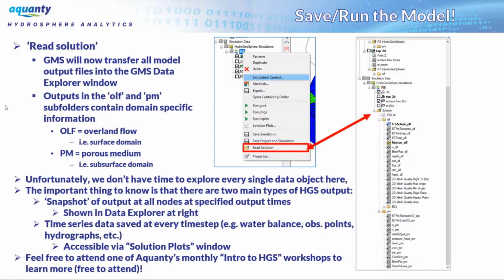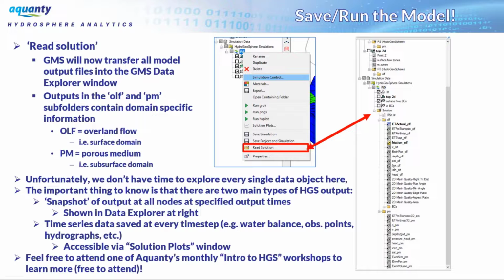If you're not familiar with HGS, you may be surprised at the quantity of data that it produces. Compared to MODFLOW, we're running full 3D variably saturated flow with evapotranspiration, with surface flow. This just means that we're producing at every node throughout the model domain probably an order of magnitude or more data than MODFLOW would.